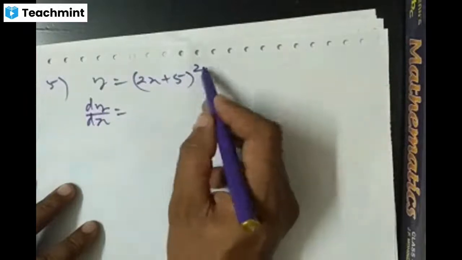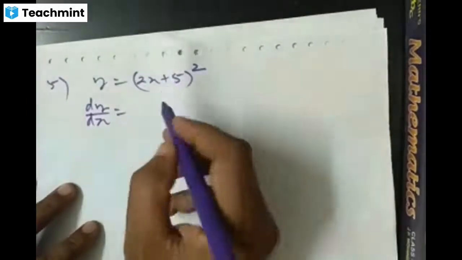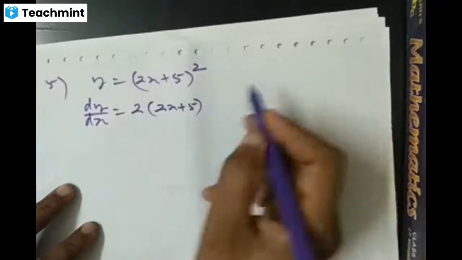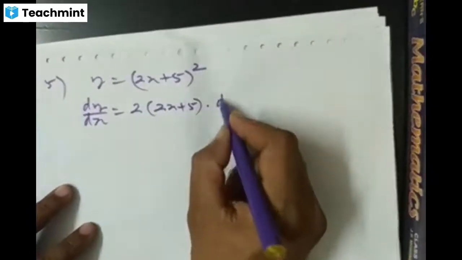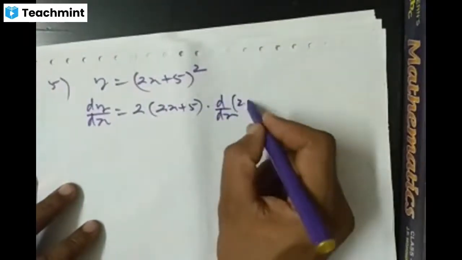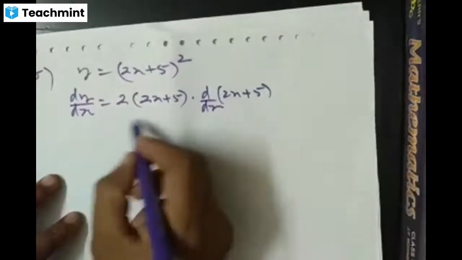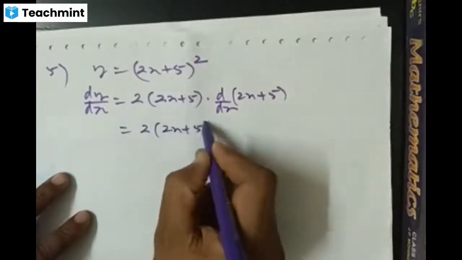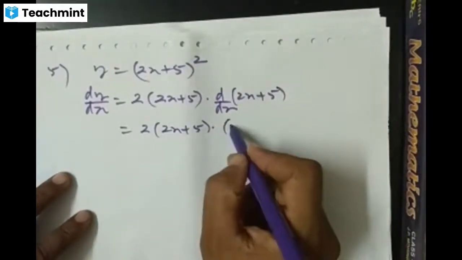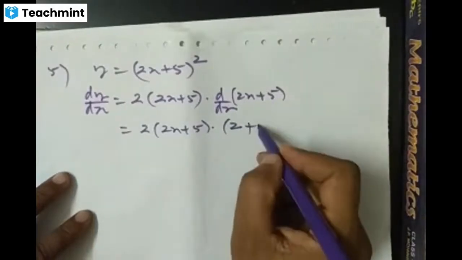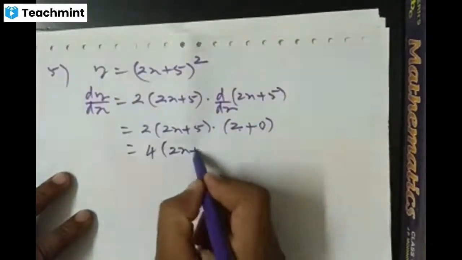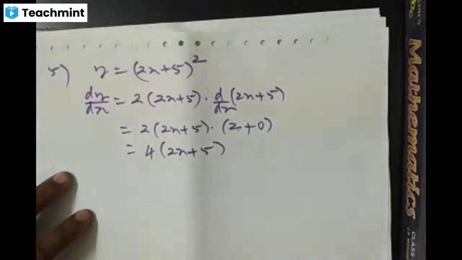this is of the form u square. Derivative of u square with respect to u is 2 into u, right? But what is u? u is 2x plus 5, into d by dx of this function 2x plus 5. So we get 2 into (2x plus 5) into d by dx of 2x, which is 2, right? Plus d by dx of constant 5 is 0. So 2 into 2, 4 into (2x plus 5). So this is the derivative of the given function with respect to x, right?